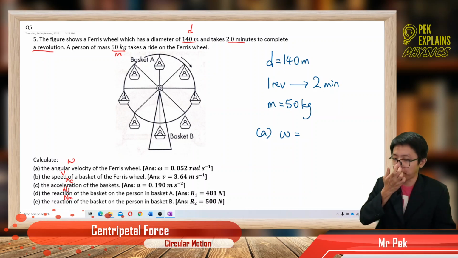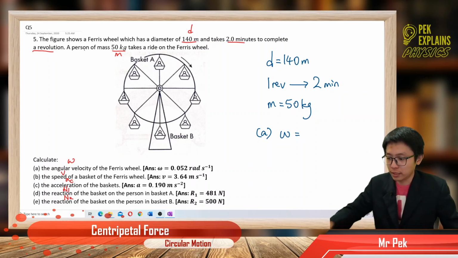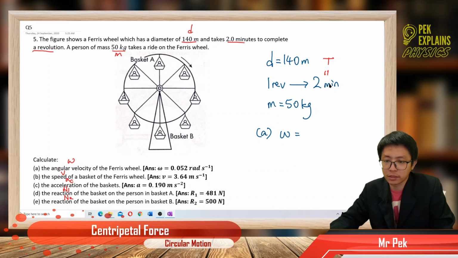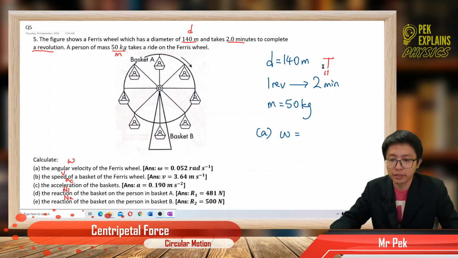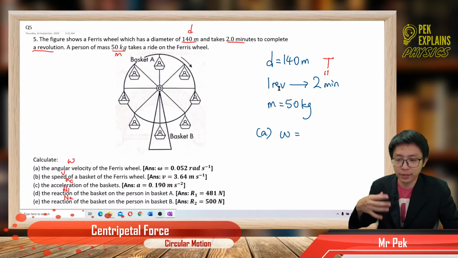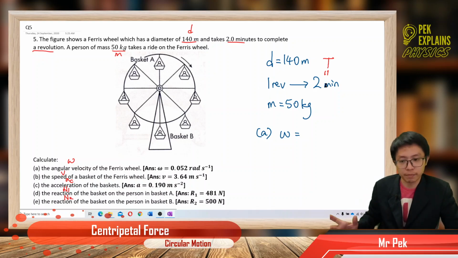Now, information given here, we have the diameter. He makes one revolution in 2 minutes, and actually this is the period. Period is the time taken to complete one circle. You take 2 minutes to complete one circle, so 2 minutes is the period.